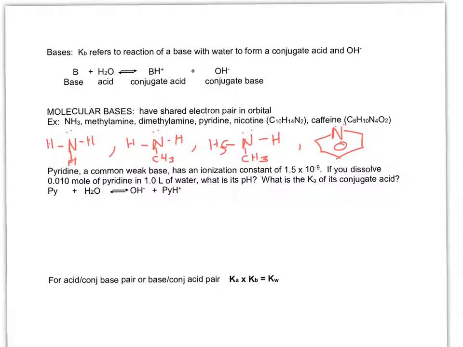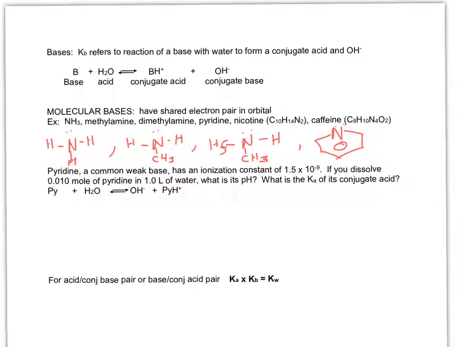Let's try an example here. It says pyridine, a common weak base, has an ionization constant of 1.5 times 10 to the negative ninth. Let's say you dissolve 0.01 moles of it in 1 liter. What is the pH? And then also, what is the Ka of its conjugate acid? If it's an acid, we have a Ka. If it's a base, we have a Kb. And so when it gives you an ionization constant, if it's a base, then that means this is your Kb.